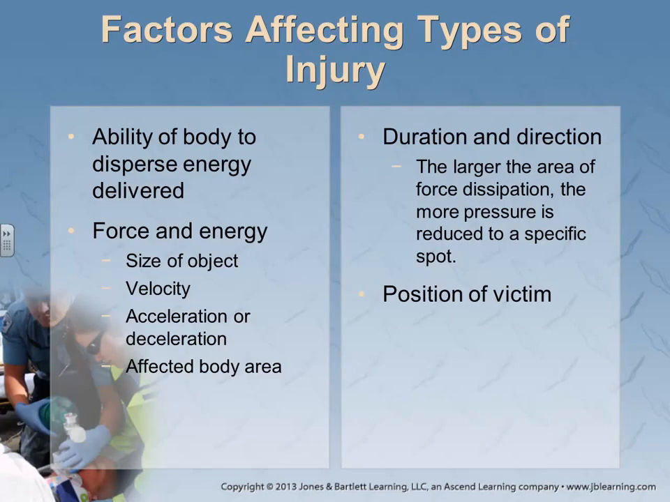Your factors that affect your types of injury: the ability of the body to disperse energy delivered. What is going to come into play with the ability of the body to disperse energy delivered? This is some of that special population stuff coming in now. All right, you said size, mass, size, your density. I'm more dense than probably some real small people.